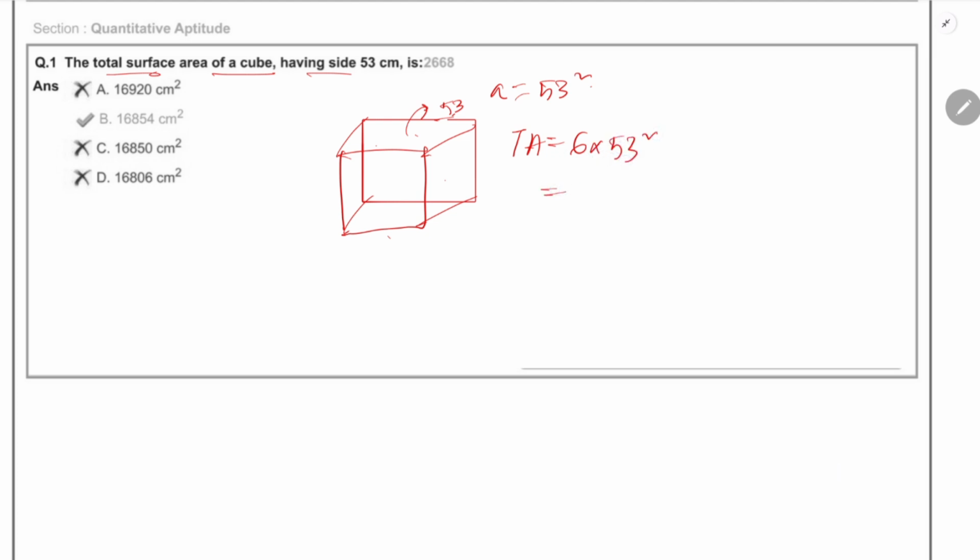So let's solve it by the unit digit. We can solve 3 into 3, that is 9, and 9 into 6 is 54, so the unit digit is 4. So option B is correct.